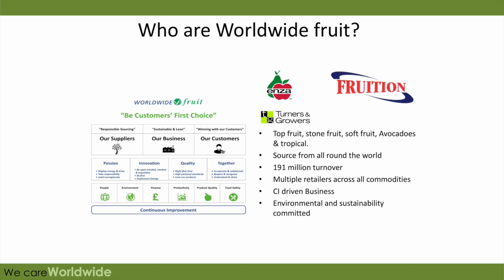area. So work around looking at improvements in waste is always the right place to go to look at top fruit first of all within our business. However, we still also do stone fruit, soft fruit, avocados and tropical within our business, and this has expanded significantly, although top fruit is still 60% of everything we do. We source from all around the world in all of our commodities, and we supply multiple retailers across all of these commodities.